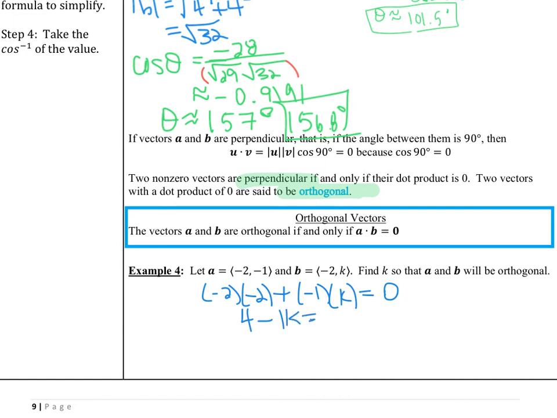So multiply my 2's together, multiply my negative 1 times my k. I'm going to subtract my 4 over. I'm just solving now. I've got just an algebra problem. Subtract my 4 over, divide by negative 1, and I get k equals 4. So we're just using our dot product to create an orthogonal situation. Again, on your quiz, not on your homework. Make sure you look over that. Take the time to make sure you understand it.